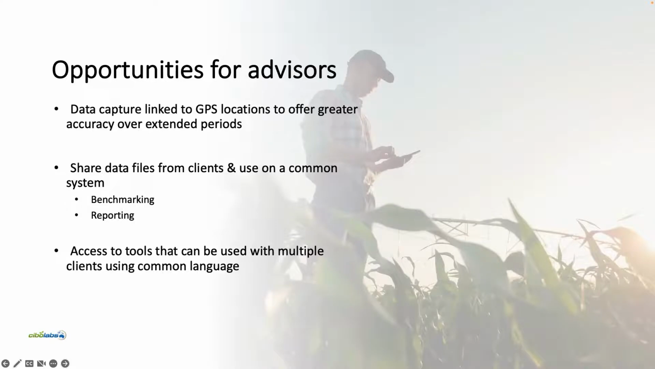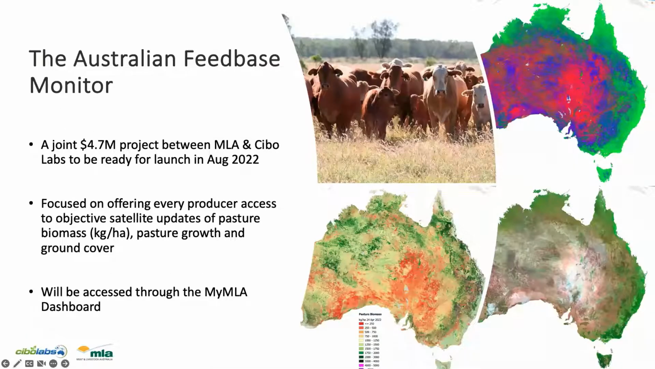So the Australian Feedbase Monitor, which is now getting very close to being launched nationally, is a joint project between MLA as a donor company and Cibo Labs. And it's a joint $4.7 million contract. So it's a project that has a fair bit going into it, but I think the payoff for every individual producer in the country will be tremendous.